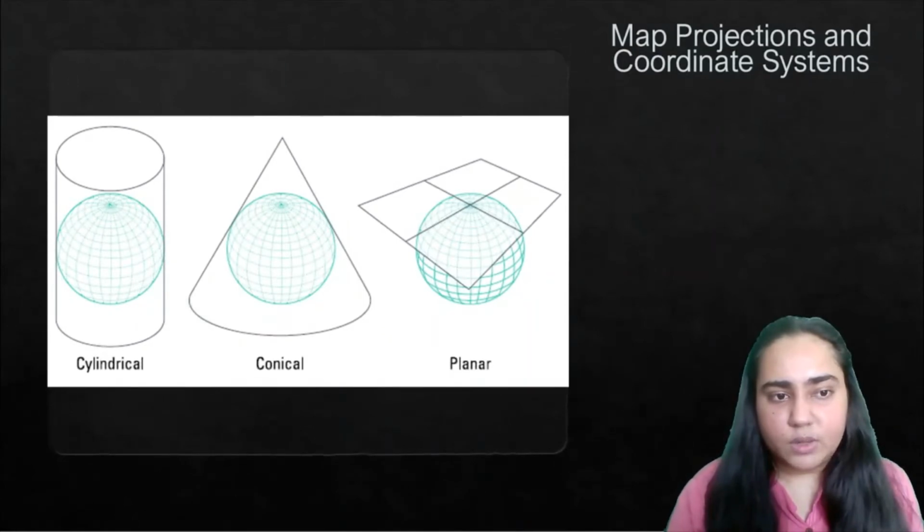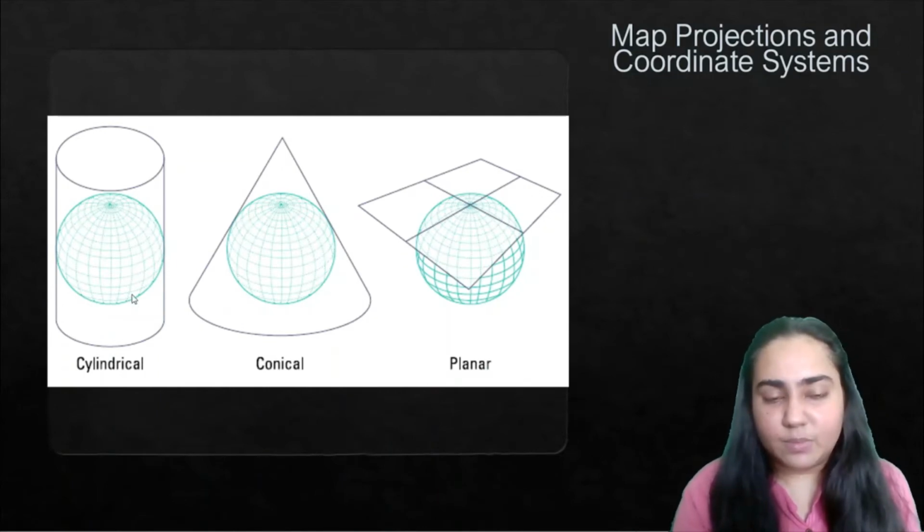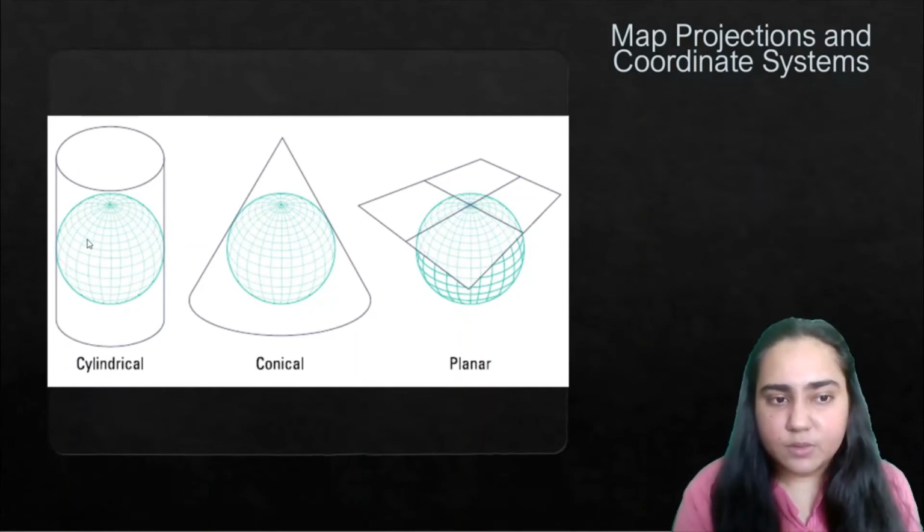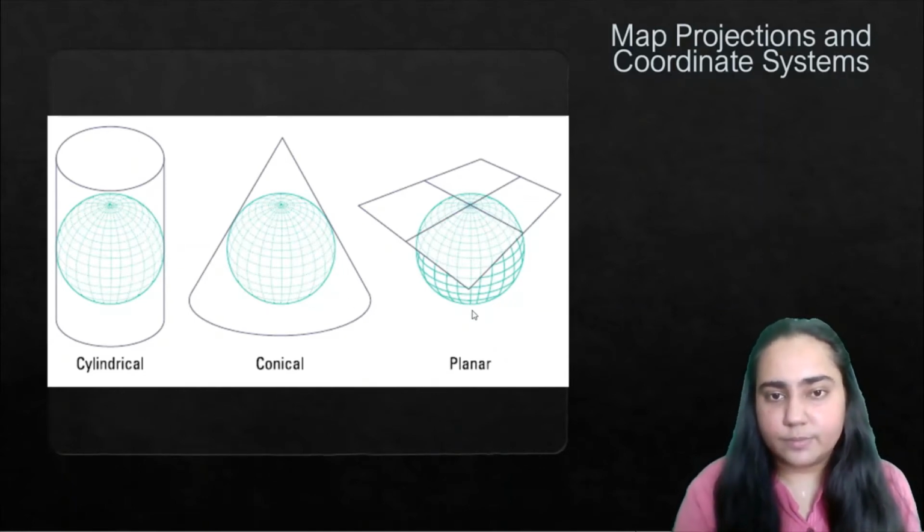So this is just an example of what it looks like. If you have cylindrical surfaces, this is what it looks like. I mentioned that in map projections earlier. And you have three types: cylindrical, conical, planar. So this is what it looks like. You can see how the round surface of the Earth is fitted inside.